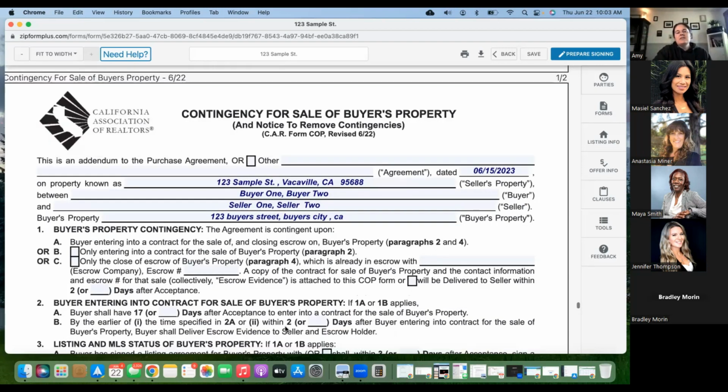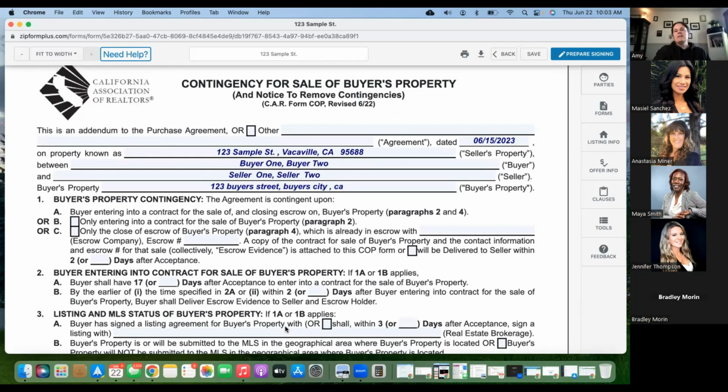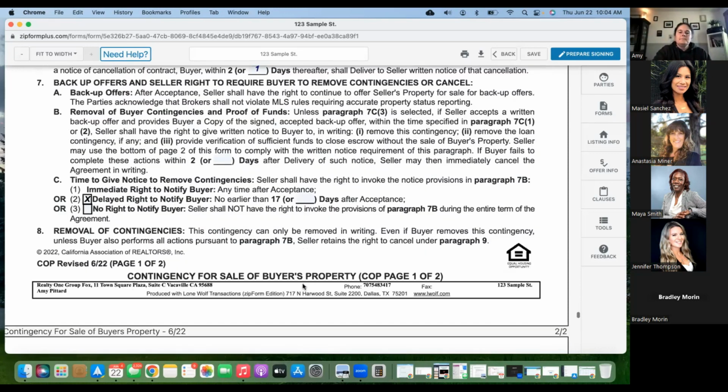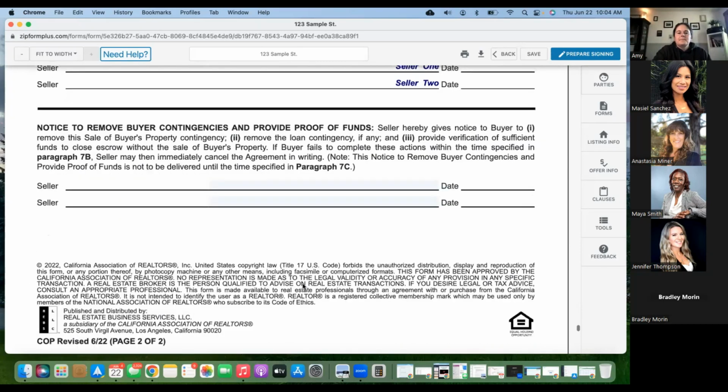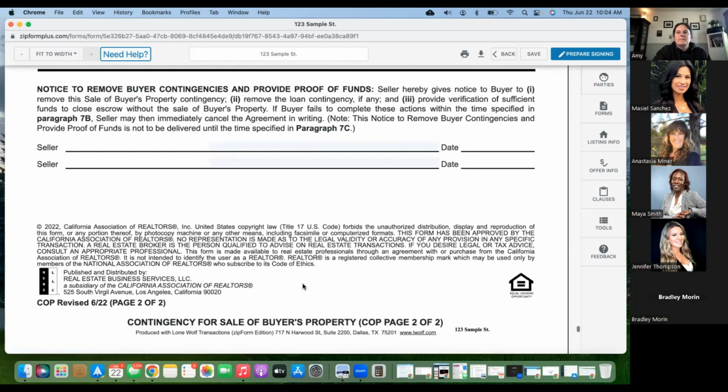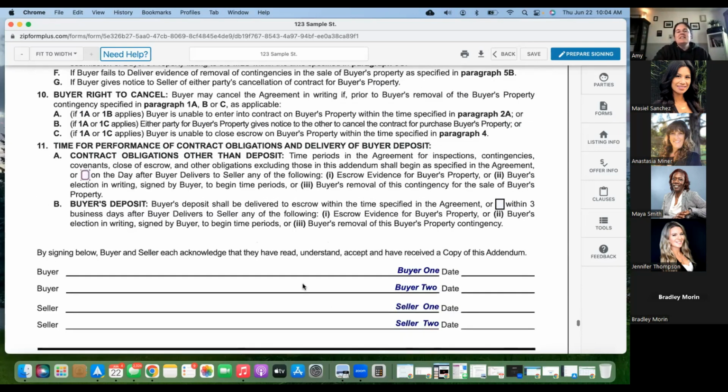Any other questions regarding the contingency for the sale of the buyer's property? The COP form. No? Fabulous. Then it is 10:04.